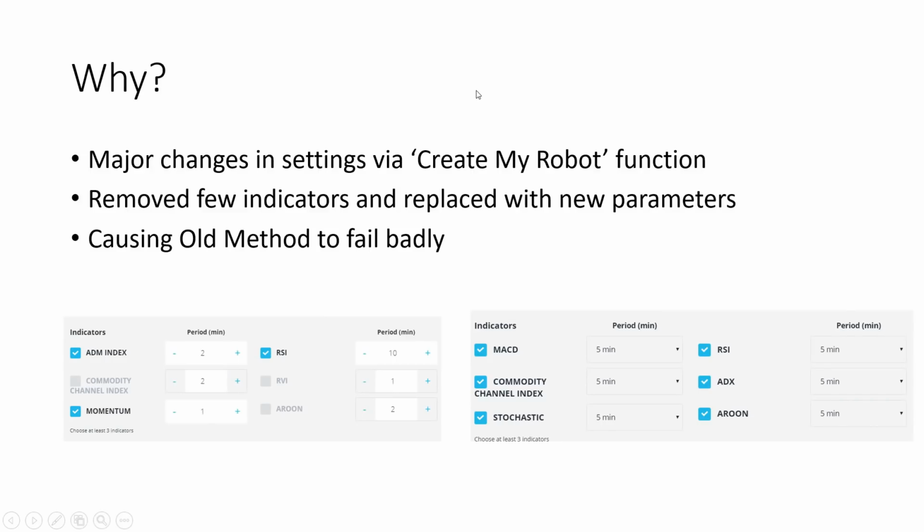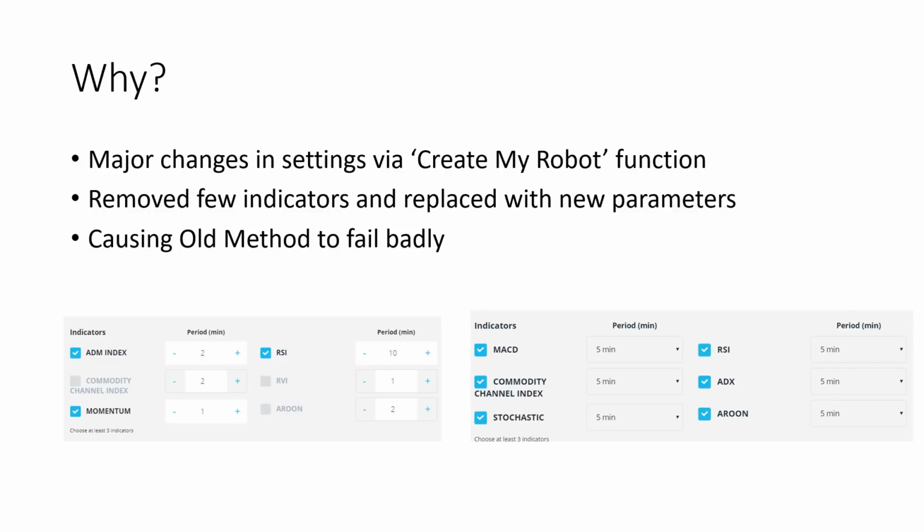First of all, I would like to quickly explain what the major changes are. The major changes in Binbot Pro have recently happened in April 2019, specifically in the create my robot function. It's also very likely to have changed the top 10 robots as well, because the parameters in the settings have already changed.